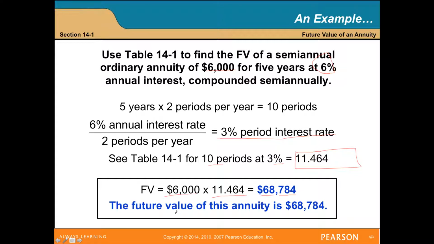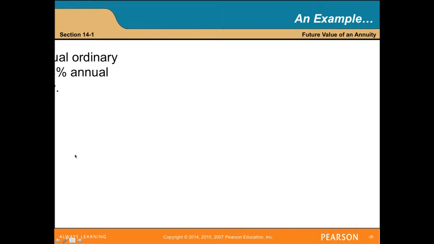The future value of this annuity is 68,784, although that seems a bit high. I'll have to work that one out, and I'll make edits if need be.